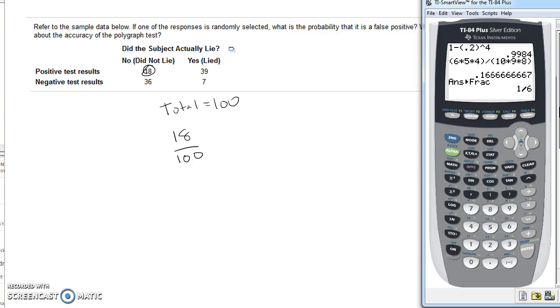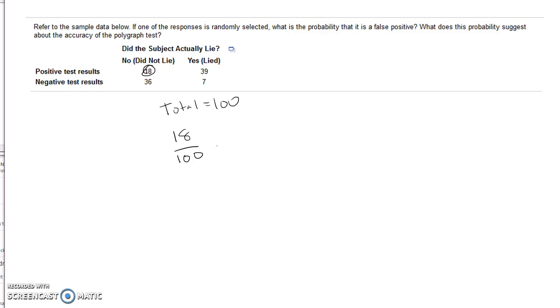Now, I think it wanted this answer rounded to 3 decimal places, so we divide 18 by 100, and we get 0.18. So this means that 18% of the time, it's going to say that somebody lied when they didn't.